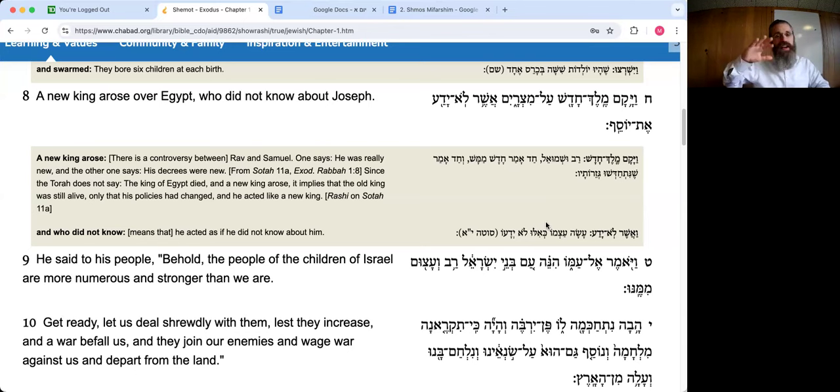So I'm going to say one thing about that, and then say the broader. Maybe we'll have time for the broader. When you say he did not know Joseph, it could mean literally he didn't know Joseph, he never heard the story. That's hard to believe. So Rashi says he acted as if he didn't know Joseph, but the text says he didn't know Joseph. So there's a commentary.